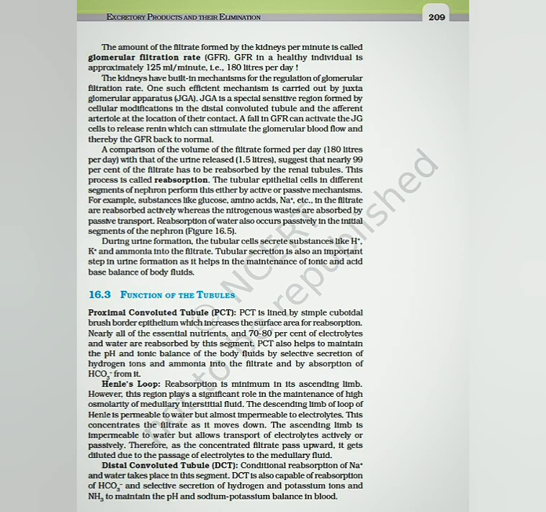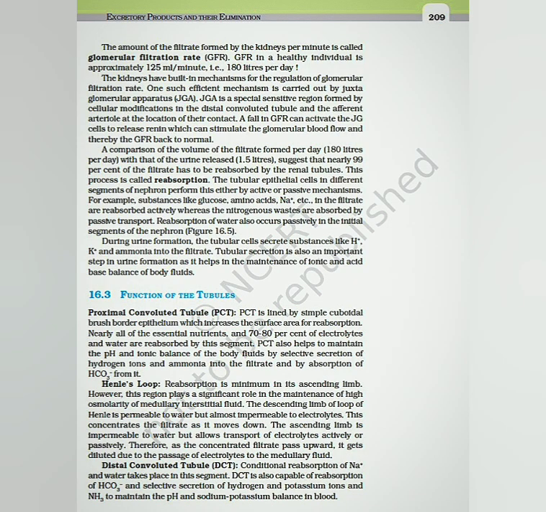A comparison of the volume of filtrate formed per day, 180 liters per day, with that of the urine released, 1.5 liters, suggests that nearly 99% of the filtrate has to be reabsorbed by the renal tubule. This process is called reabsorption. The tubular epithelial cells in different segments of the nephron perform this by either active or passive mechanisms. For example, substances like glucose, amino acids, sodium, etc. in the filtrate are reabsorbed actively, whereas nitrogenous wastes are absorbed by passive transport. Reabsorption of water also occurs passively in the initial segment of the nephron.